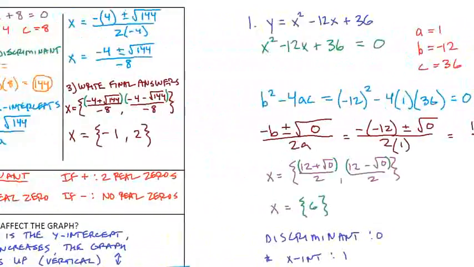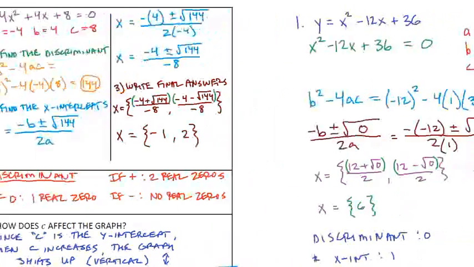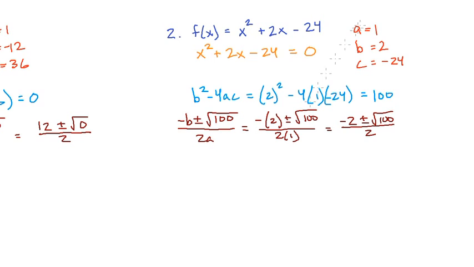So, third step, take a look at our steps. We just found the discriminant, we found the x-intercepts, now we have to write the final answers. So let's go ahead and do that now. I'm going to pick the color purple. I'm going to write my x values, or my x-intercepts, are going to be equal to either -2 plus the square root of 100 divided by 2, or -2 minus the square root of 100 divided by 2.